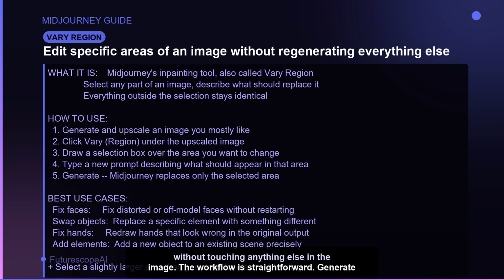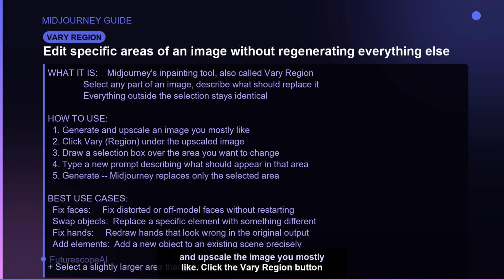Generate and upscale the image you mostly like. Click the Vary Region button that appears under the upscaled image. Draw a selection box over the specific area you want to change. Type a new prompt describing exactly what should appear in that area. Midjourney generates 4 variations of just the selected region while everything outside the selection stays pixel identical.